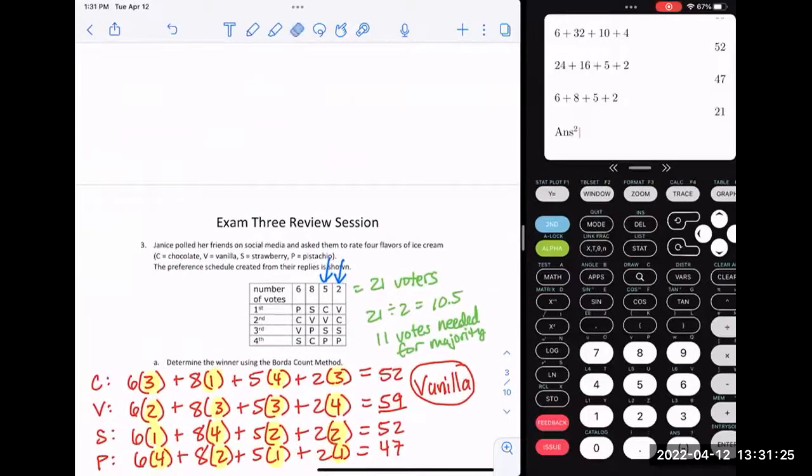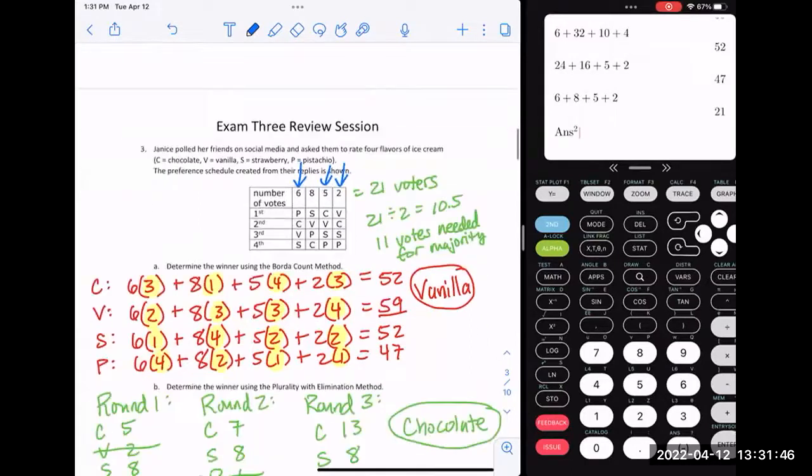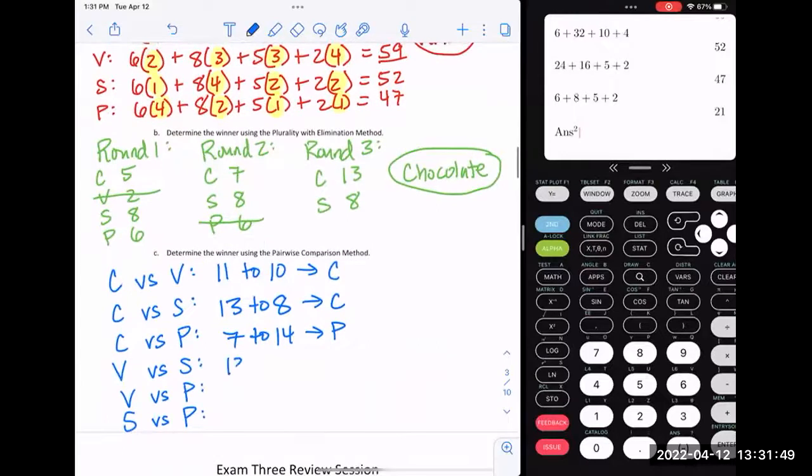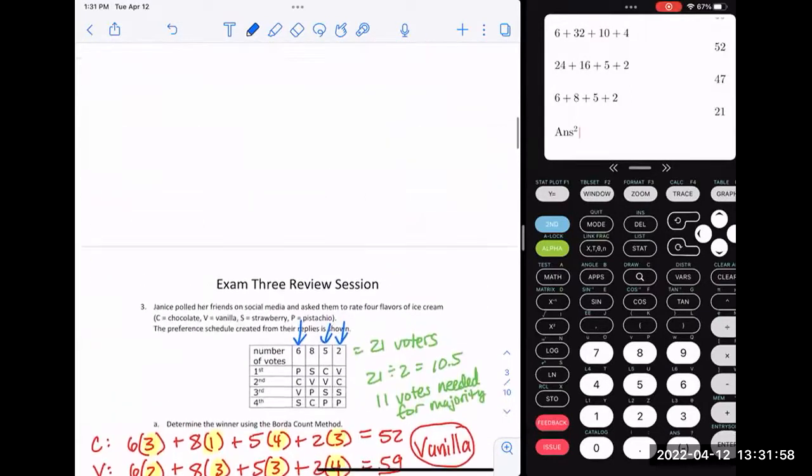Next, we're going to do vanilla versus strawberry. How many voters prefer vanilla more than they prefer strawberry? We're getting, looks like 13 that prefer vanilla and only 8 that prefer strawberry better than they prefer vanilla. So that's a point for vanilla. Vanilla versus pistachio.